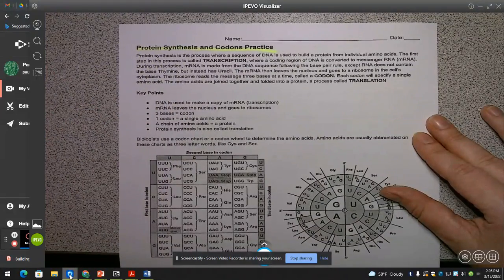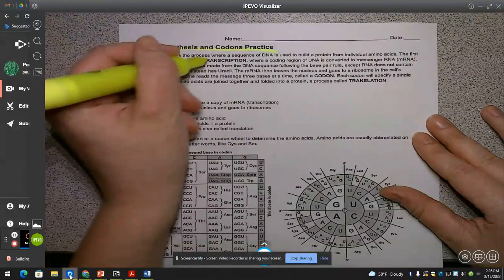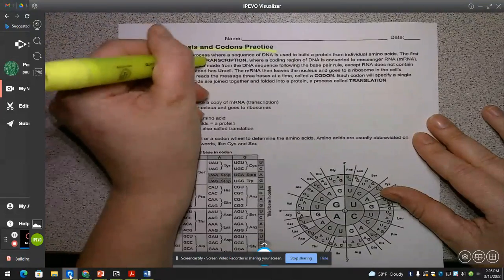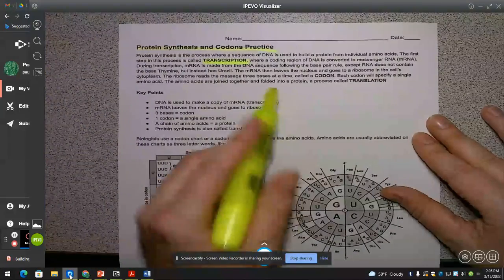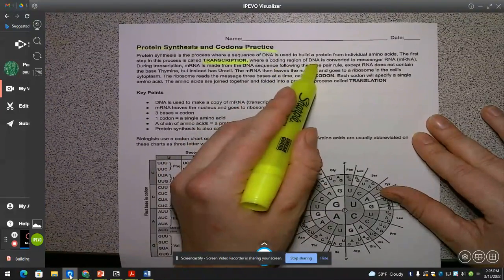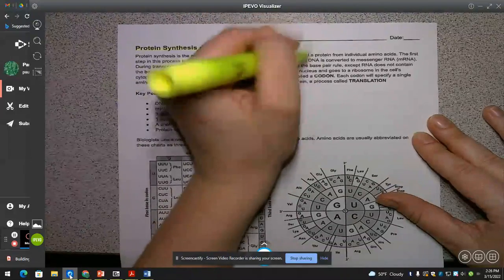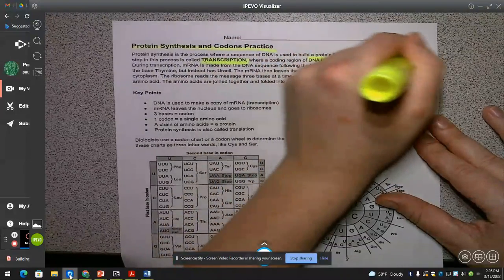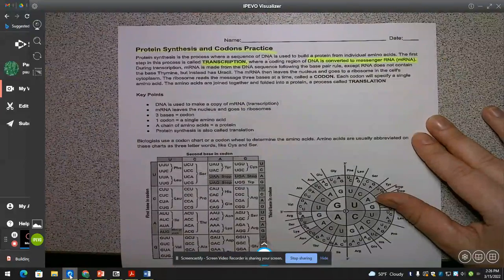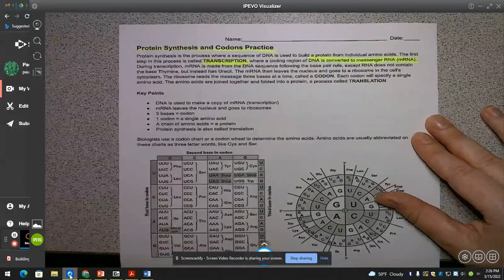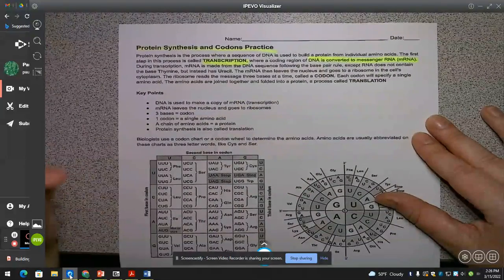The first step of this process is called transcription. So this is the important first step, and this is where we're going to go from our DNA and it gets converted into RNA. So not all of our DNA, just a portion of it. If I only need to create skin cells, I don't need my entire DNA. I just need my genetics that code for my skin cells.